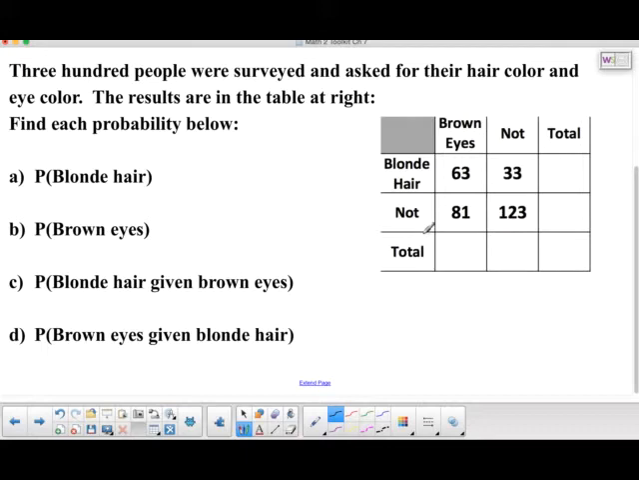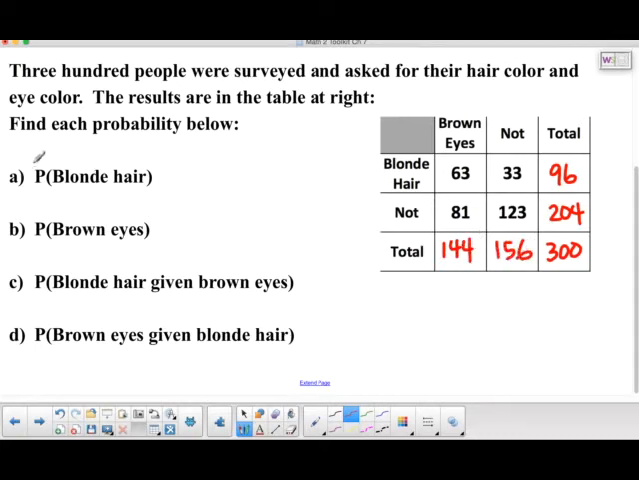So I'm going to give you a second right now to go ahead and figure out the totals for all the different ones here along the outside. So go ahead. All right, so now that you've done that, I'm just going to go ahead and fill this in here and make sure we all agree on the answers. So we should have 96, 204. Our grand total is 300, which isn't surprising because that's what we were told at the very beginning. Over here, we have 144, and over here, we have 156. So now we have our totals.